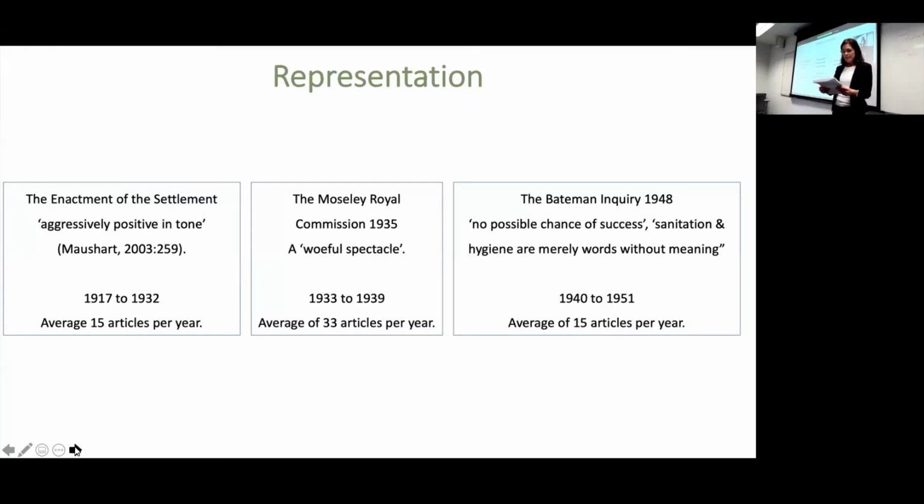But at this time as well, even though the inquiry was under way, as you can see, the average of the articles went down to 15. People were pretty over it, it seems, by the representation of the settlement, and so people literally stopped. It stopped being printed in the paper. There was only 1 article on average per month.